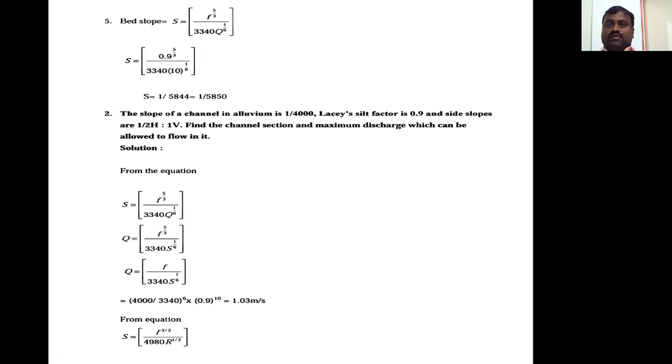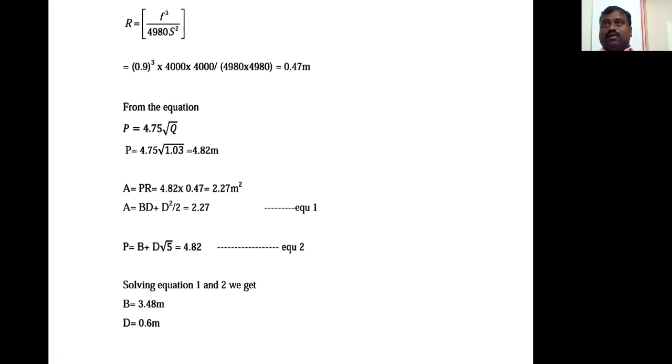And from the equation, S is equal to under bracket F to the power 3 by 2 divided by 4980 R to the power half. Again, rearranging the expression, the value of R is calculated here after substituting the values of F and S. So R results equal to 0.47 meter.